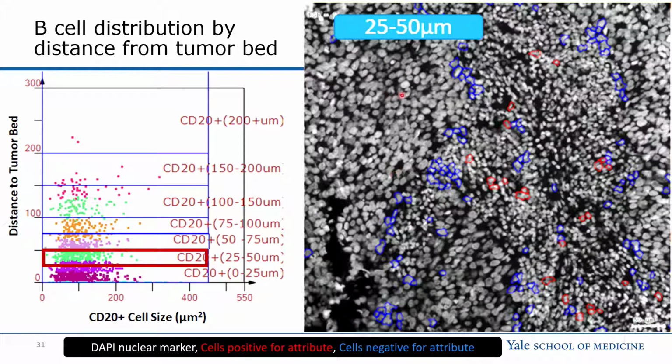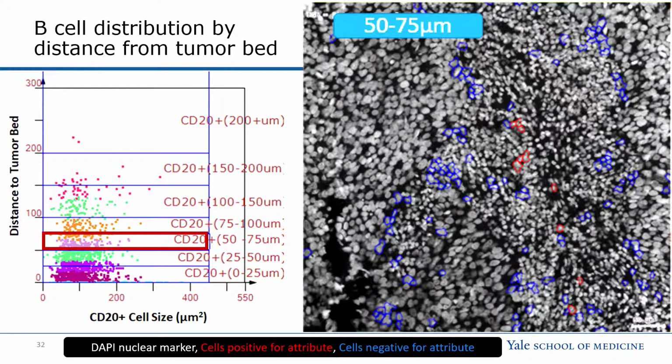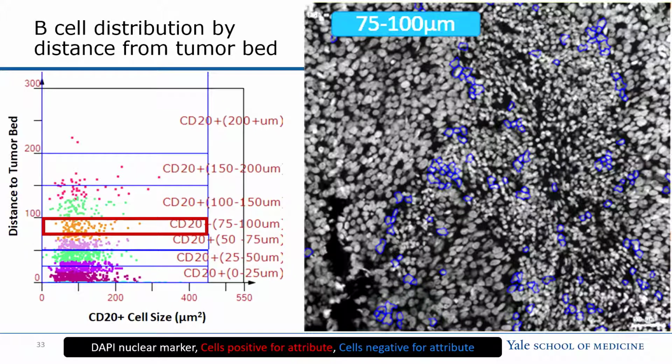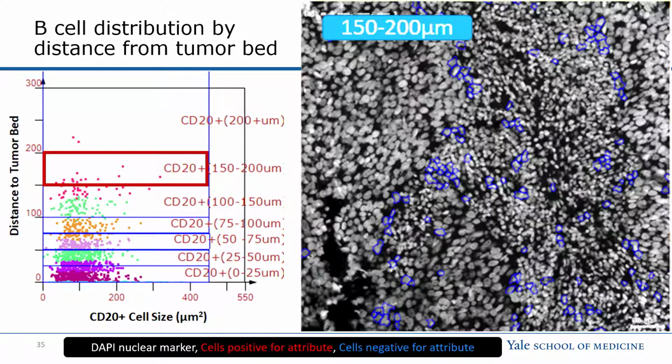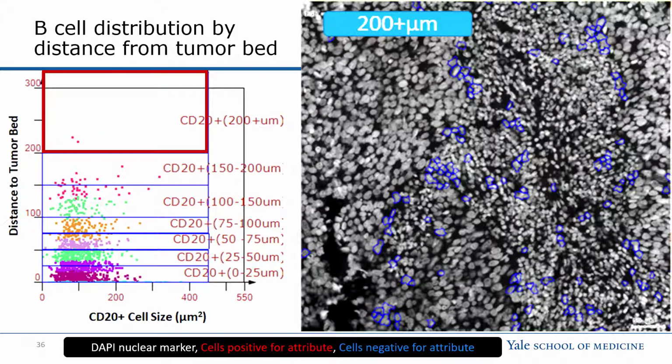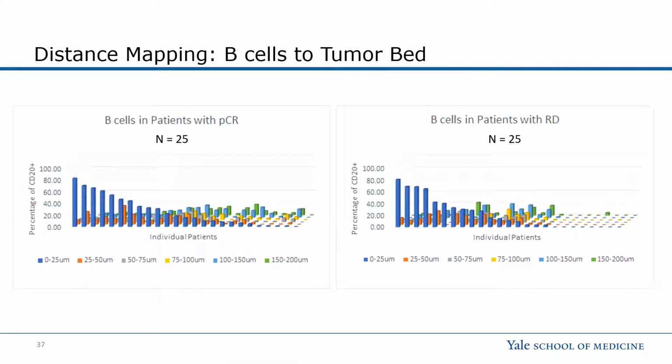And next here, again focusing on the red cells, is the distribution from 25 to 50 microns, the distribution from 50 to 75, 75 to 100 microns, 100 to 150 microns, 150 to 200 microns, and 200 plus microns. And again, this is just one field of view, so you're not seeing the full range of the rest of the tissue. But when we put all this data together and look at the distribution through this distance mapping, it gives us a very nice profile.